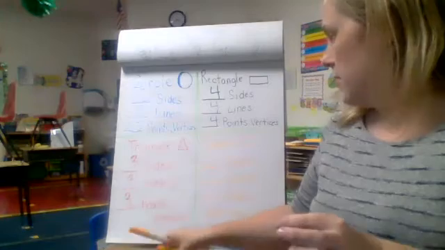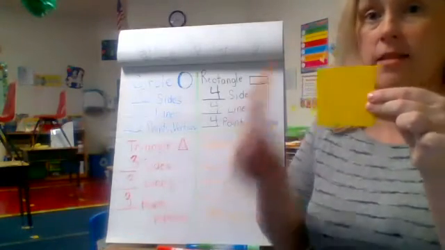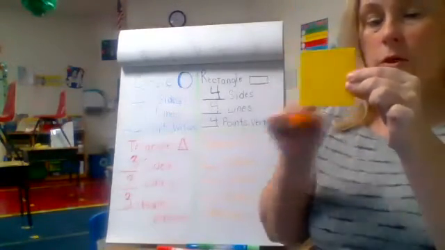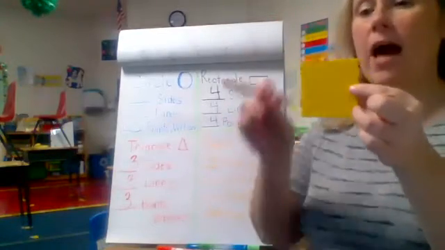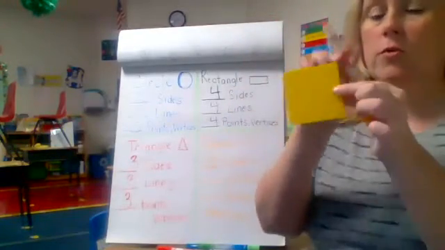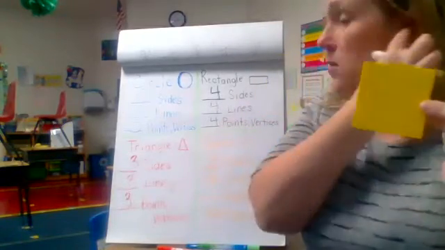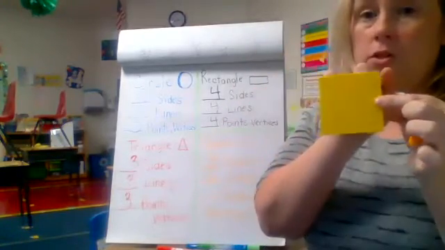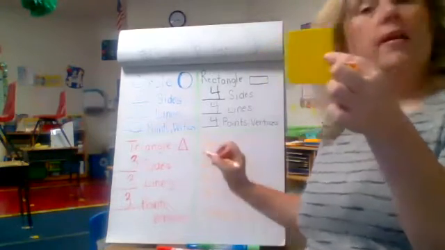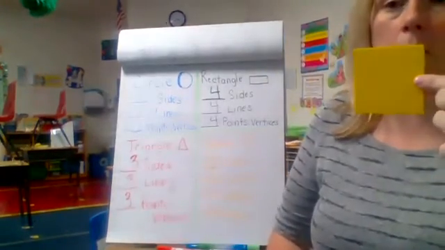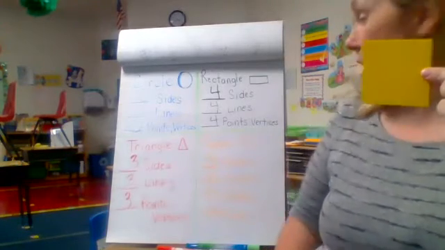Our last shape was a square. Now, squares are very similar to rectangles in that they have how many sides? 1, 2, 3, 4. How many lines? 1, 2, 3, 4. How many points or vertices? 1, 2, 3, 4. Now, the one thing I want you to remember about the square is all of its lines are equal.